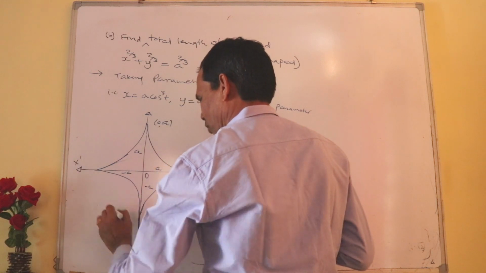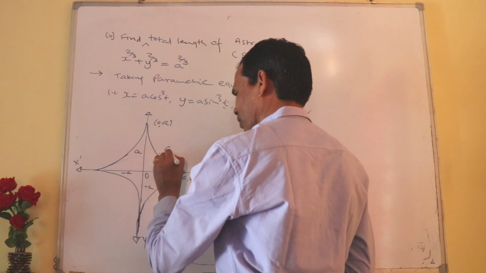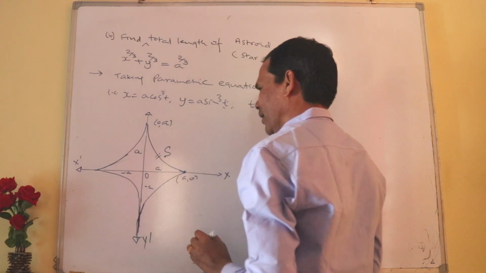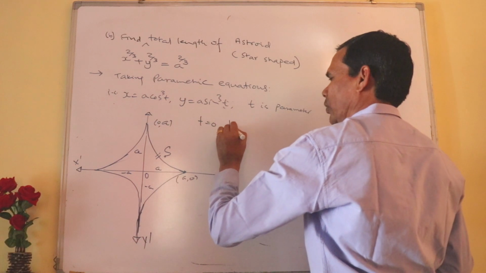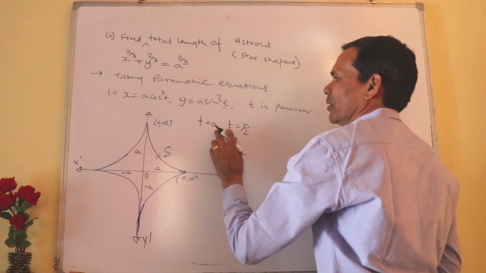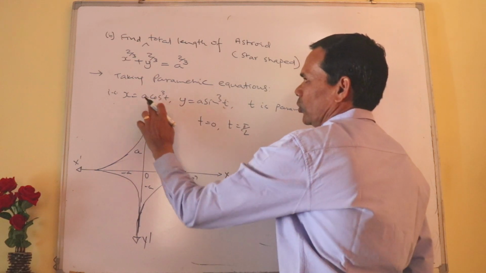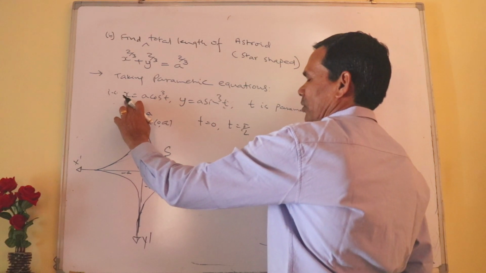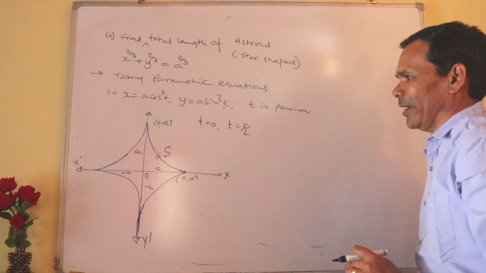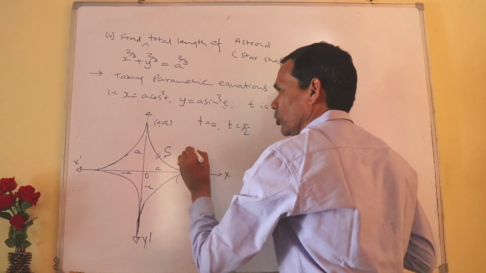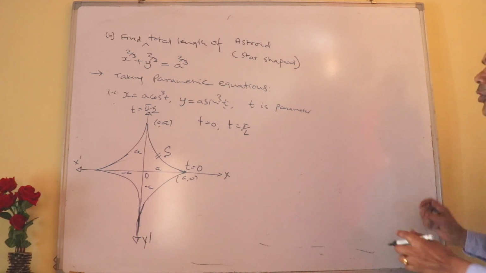You need to find the total length of this curve. So I just find out this length in the first quadrant and make it 4 times. I take the parametric equations, and t varies from 0 to pi by 2. At (a, 0), if you observe, x is equal to a cos t is equal to 1, means t is equal to 0. y is equal to 0, sin t is 0, means t is pi by 2. So at this particular point (a, 0), t is 0; similarly, at (0, a), t is equal to pi by 2. So t varies from 0 to pi by 2 for this.